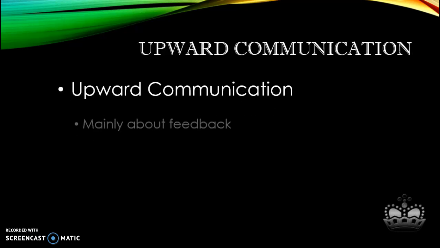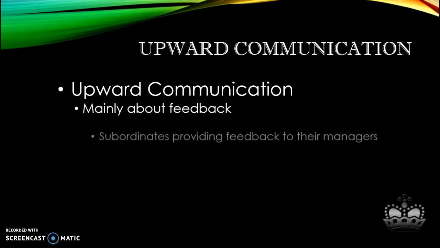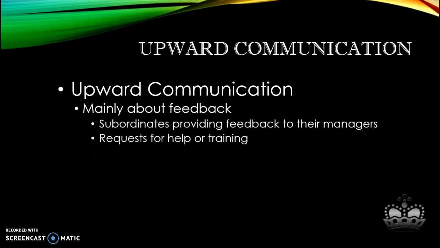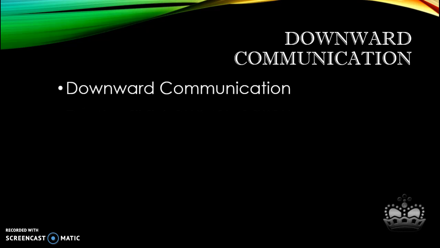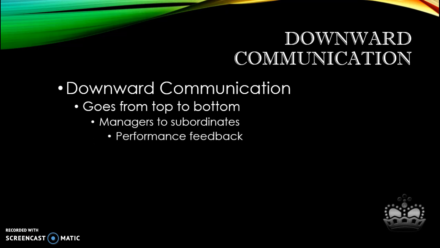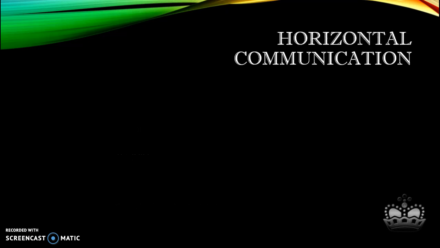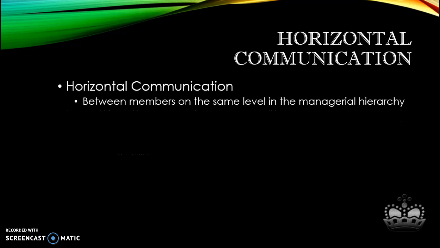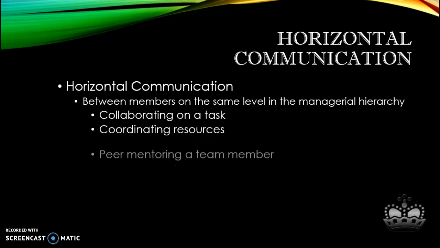Upward communication is mainly about feedback: subordinates providing feedback to their managers, requests for help or training, employee performance. Downward communication goes from the top to the bottom, such as managers to subordinates: performance feedback, training, delegation, policy statements, directions or orders. Horizontal communication is between members on the same level in the managerial hierarchy, so they can collaborate on a task, coordinate their resources, or peer mentor a team member.